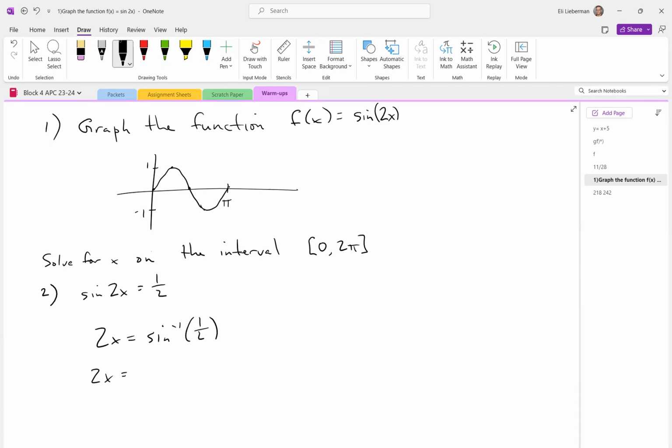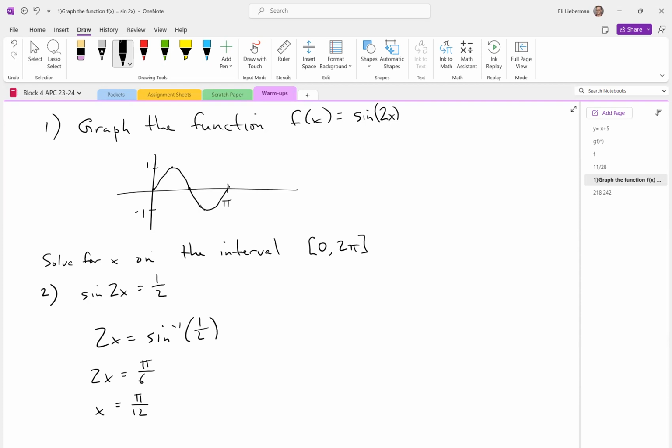Okay. Is this true? Sine inverse of 1/2 is 5 pi over 6. And then I divided by 2. Okay, either divide by 2 or multiply by 1/2. So x equals pi over 12. Is that right? Yeah. Any questions? Okay. Well, this is correct. Yeah. Are there more, right?